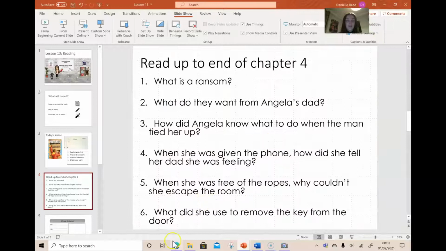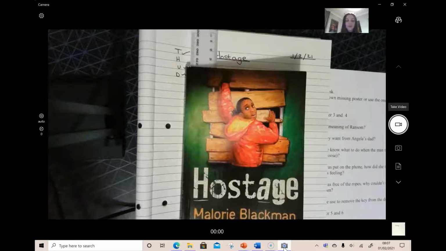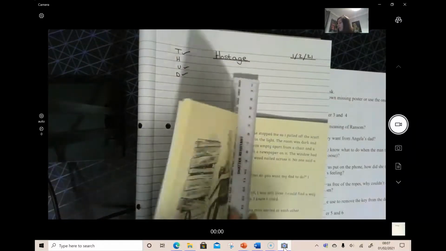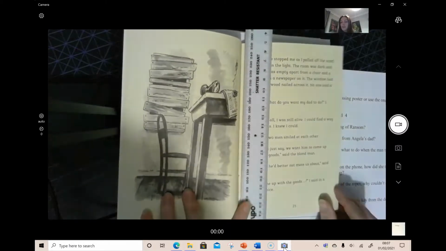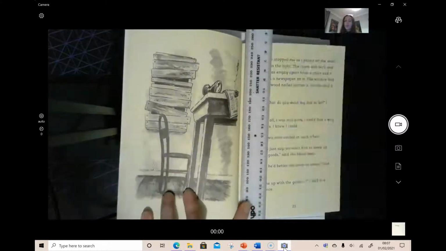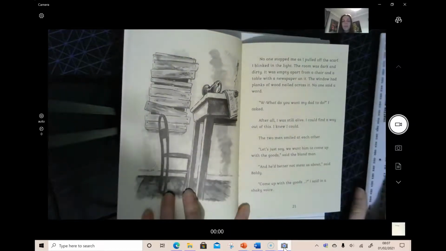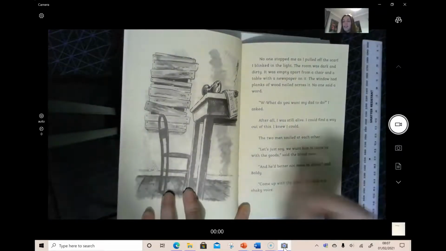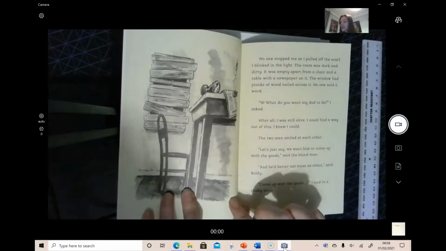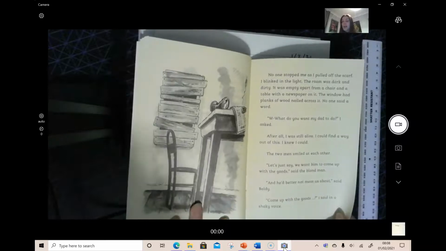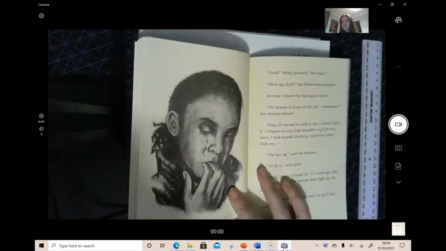So if you're reading along with me, you might want to get your book ready. And I'm just going to open mine up. So currently we got up to this page. Can you see that? So we actually got up to page 21. And you can see here's the picture of the room that Angela was shut in. So let's turn the page and make a start.